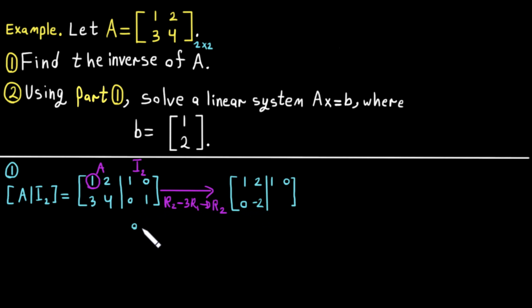Zero minus 3 multiplied by 1, which is 3. 0 minus 3, which is negative 3. So here I have to write negative 3.